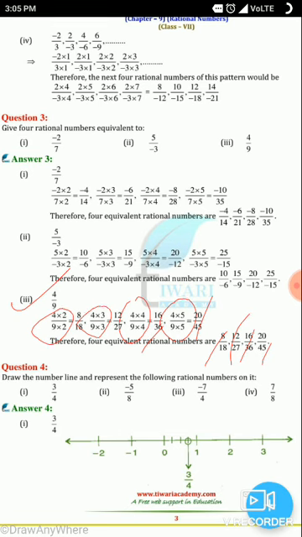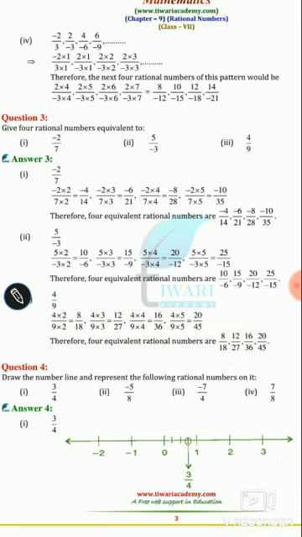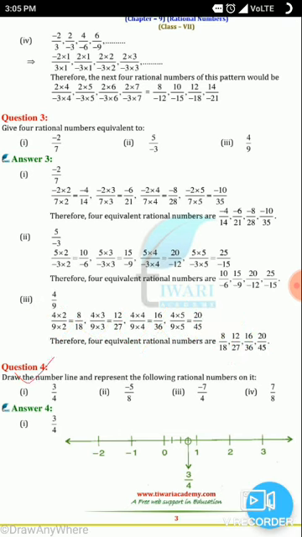Clear, students? Now see, question number 4 is what? Draw the number line and represent the following rational numbers on it. Means here you have to draw a number line and represent numbers on it, but that number is a rational number, okay, which is in p upon q form, fraction form. So it is also very easy.